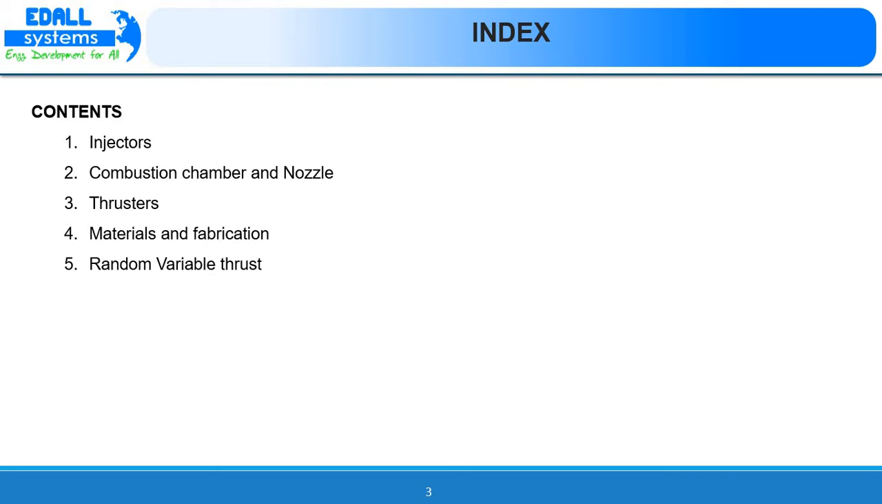Then we will see thrusters. What are thrusters, their advantages, disadvantages, their special features, why they are used, and different types. Then we will see different materials and fabrication processes for these thrust chambers. Component-wise we will see what materials are used and what cooling method is used for those components. And lastly we will discuss random variable thrust: why it is necessary in a rocket engine and how we can achieve it.